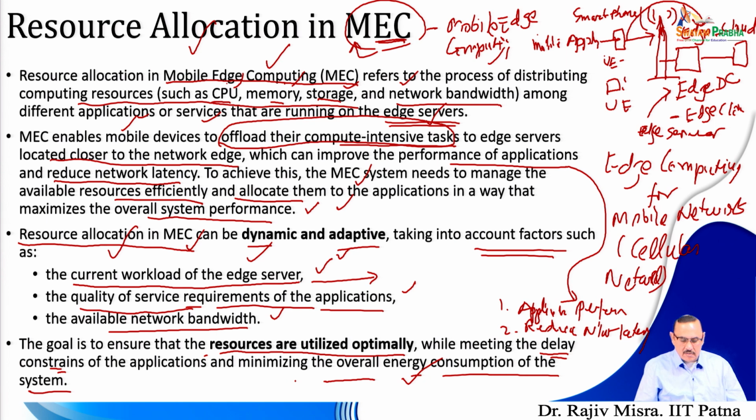So, overall minimizing such overall energy consumption is also one of the objectives of the resource allocation in MEC, and another constraint is about the delay constraint of the application. So, all the applications have their constraints of delays. How much delay can be tolerated by the application is an important criterion for resource allocation in this particular system. Having understood the requirements or the features of resource allocation in MEC, let us go ahead getting into more details.